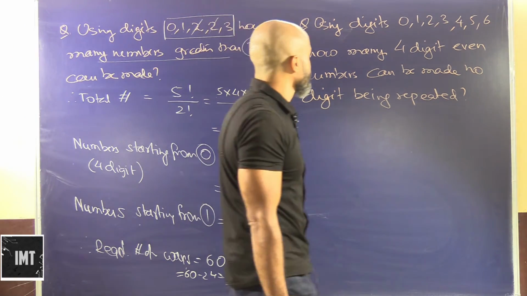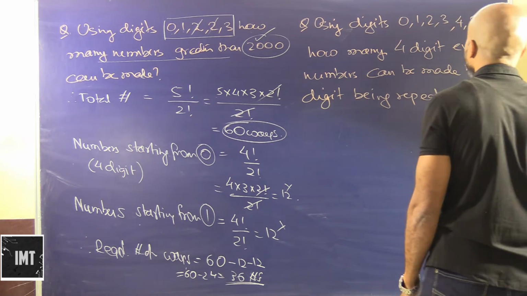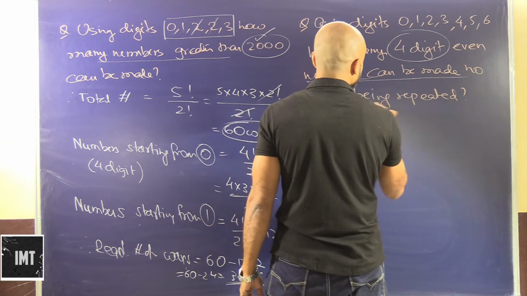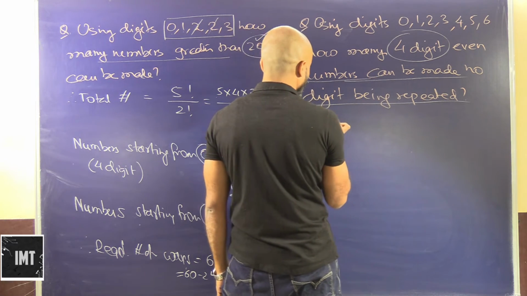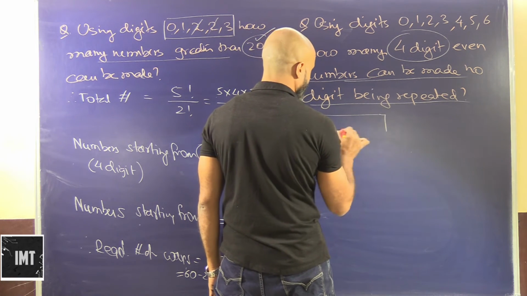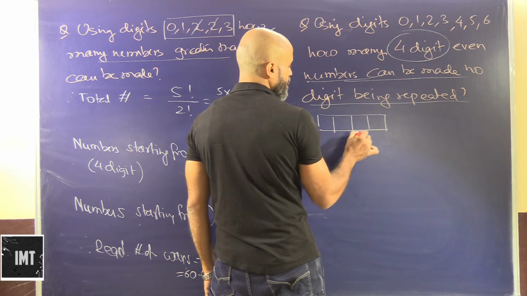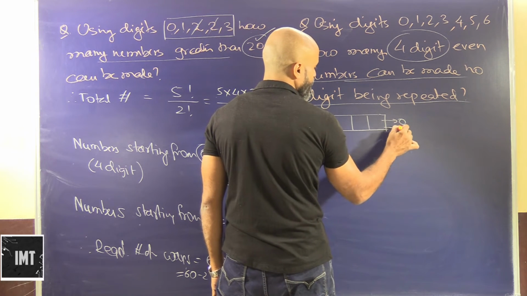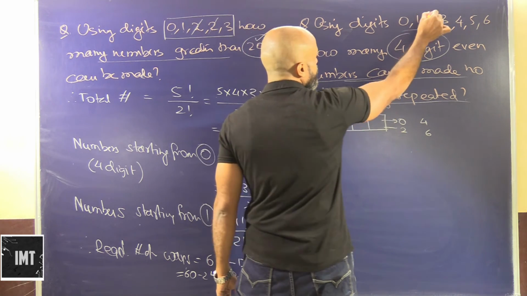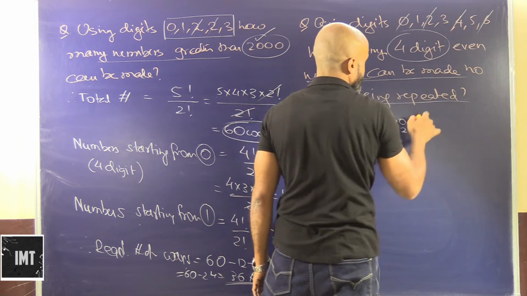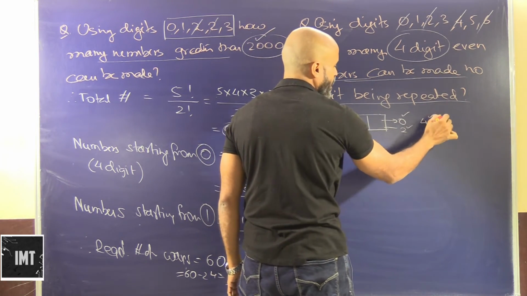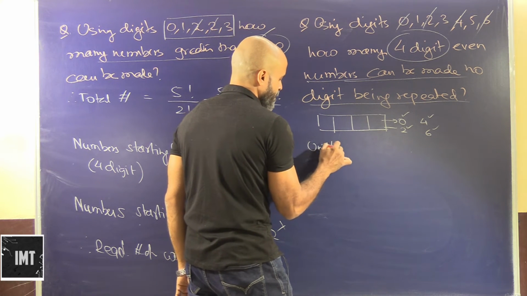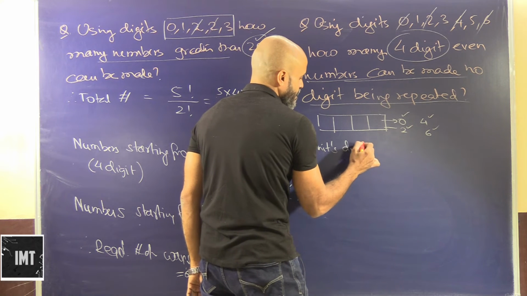Okay, now using digits 0, 1, 2, 3, 4, 5, 6, how many 4-digit even numbers can be made? Let's say we have to make a 4-digit number. For this to be an even number, it has to end with 0, 2, 4 or 6. So we'll take the case when it ends with 0, the units digit as 0.